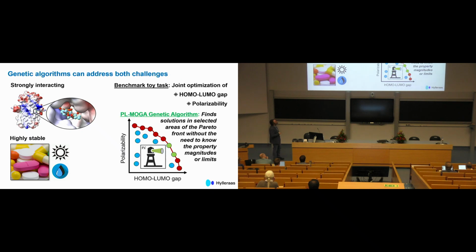So what we did here is to develop a genetic algorithm, because it's been shown that these algorithms are a very strong baseline in generative AI tasks that address these challenges. This is the PL-MOGA algorithm, the Pareto Lighthouse multi-objective genetic algorithm, which finds solutions in selected regions of the Pareto front, so that you can go to the extremes or the middle. You have very fine control over the aim and the scope of the multi-objective optimization that you want to do.